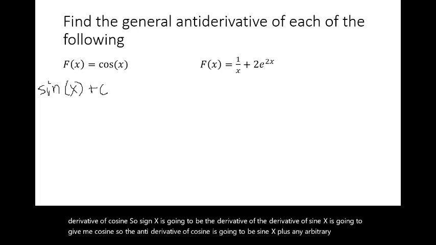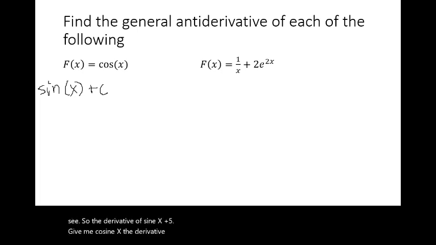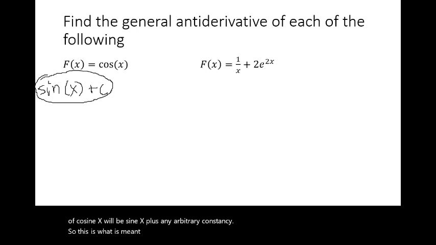The derivative of sine x plus 5 will give me cosine x. The derivative of sine x minus 100 will give me cosine x. So the antiderivative of cosine x will be sine x plus any arbitrary constant c. This is what is meant by a family of functions. Sine x plus any constant will give you a derivative of cosine.